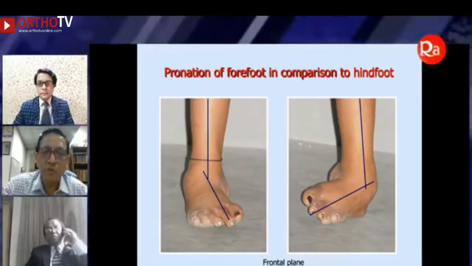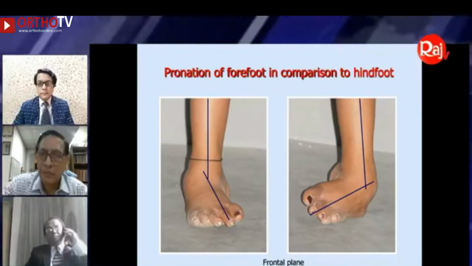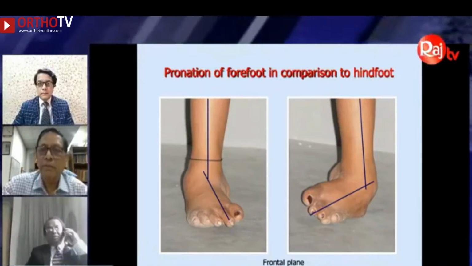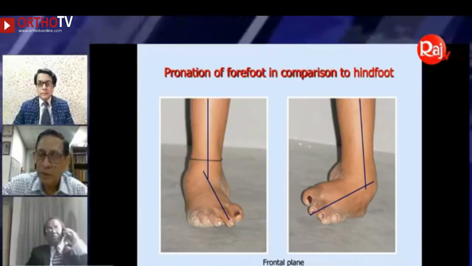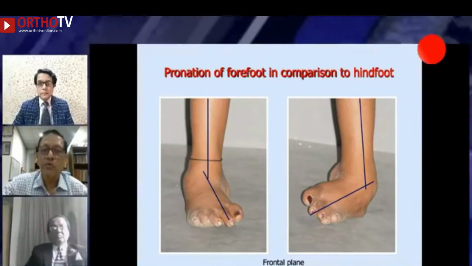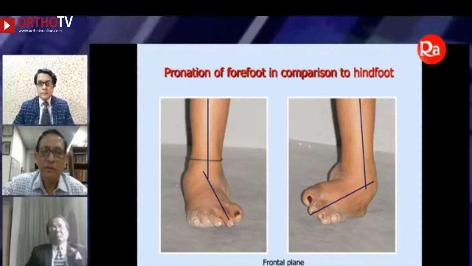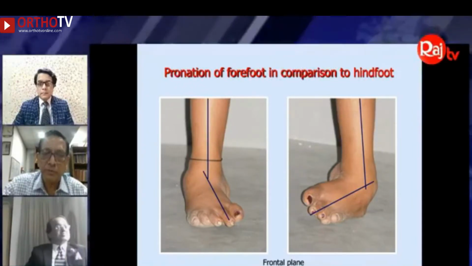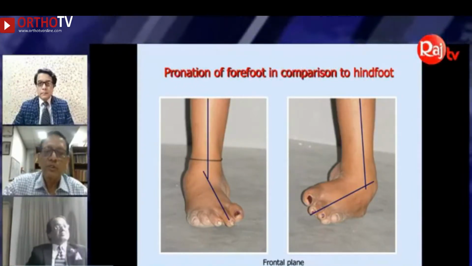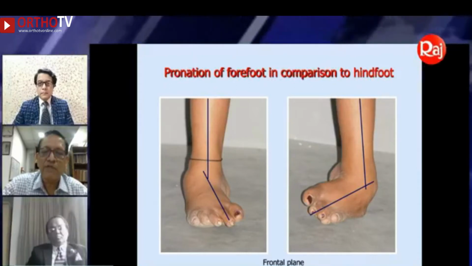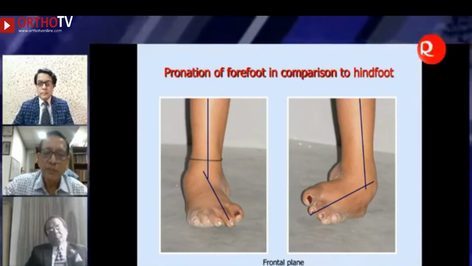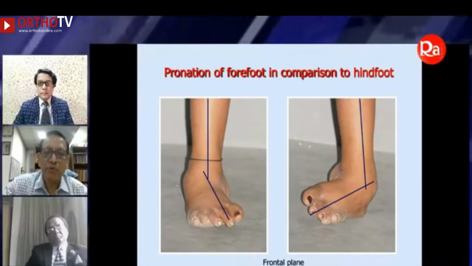Because Ponseti told that there is a pronation of the forefoot in comparison to the hindfoot. With the kite technique, we were adding more pronation. So the concept has changed now. The plantar fascia is responsible, which is causing the pronation of the forefoot.